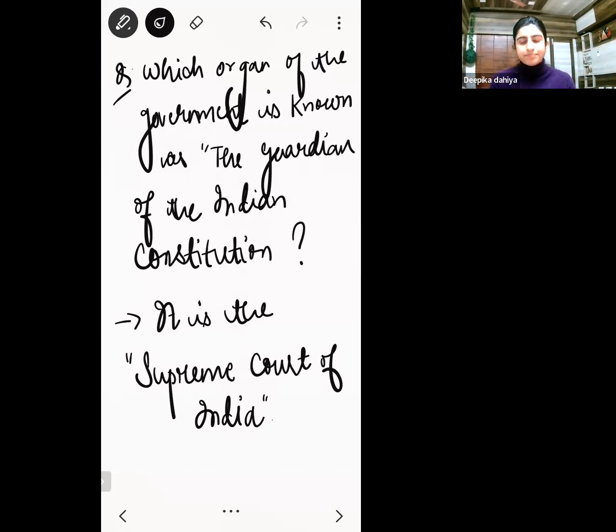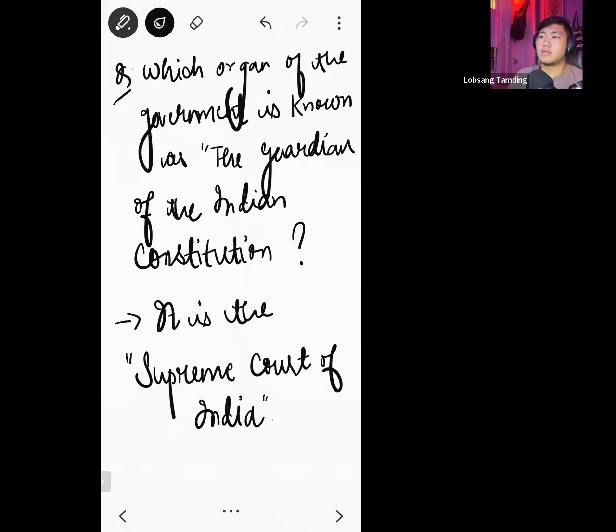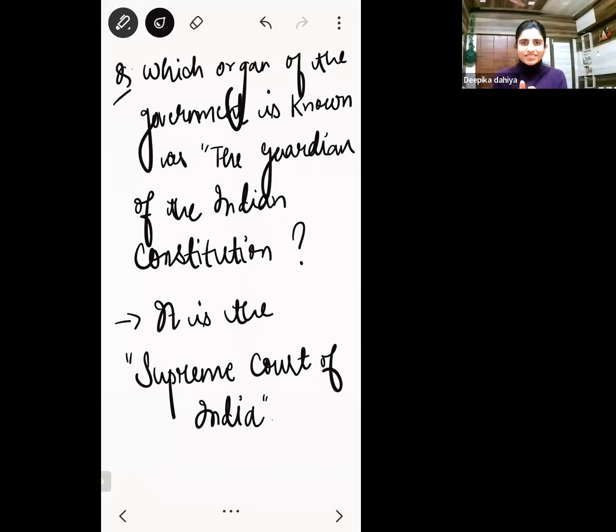Ultimately, what is government? Government is a party ruling in power. They may have some political reasons. The legislature may come out with a law which may not be in alignment with the Constitution. Then the Supreme Court has the power to strike this law down. That's why we call it the guardian of the Indian Constitution. It protects it from any unconstitutional law of the political parties.